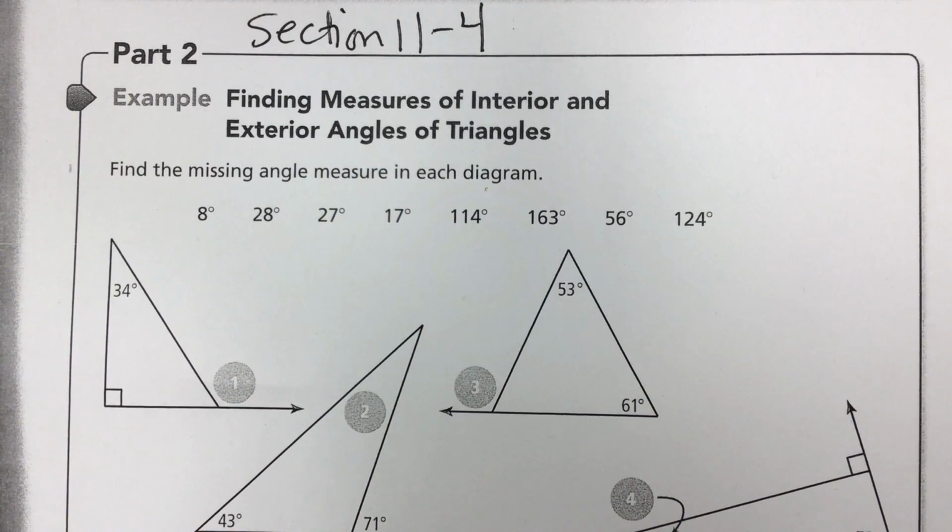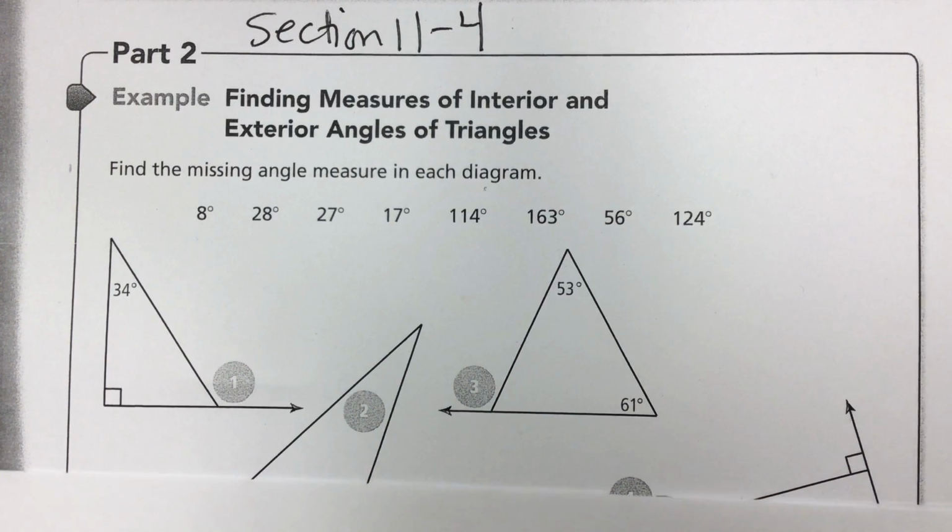Section 11-4, Part 2, Finding Measures of Interior and Exterior Angles of Triangles. Find the missing angle measure of each diagram. Let's look at this triangle here.